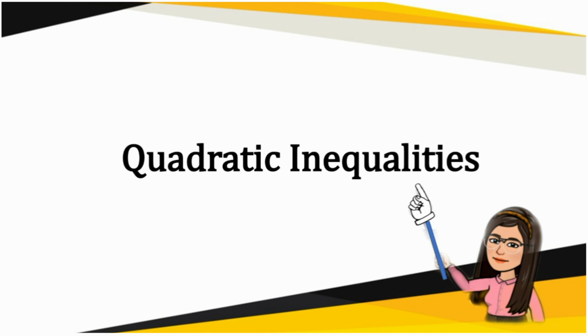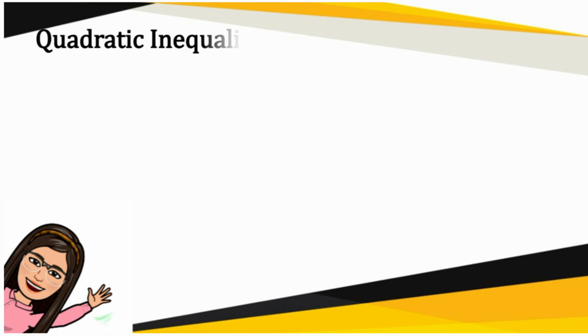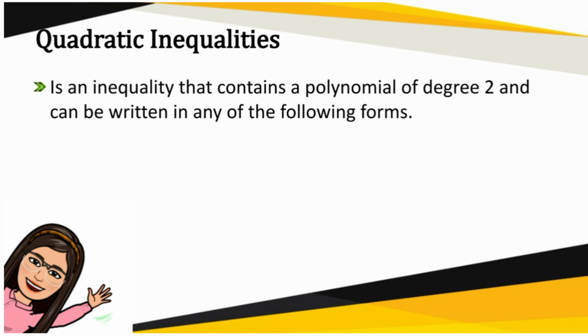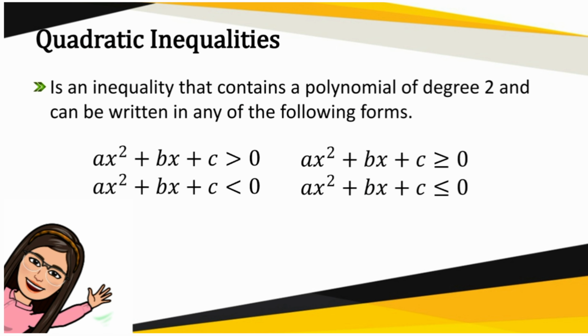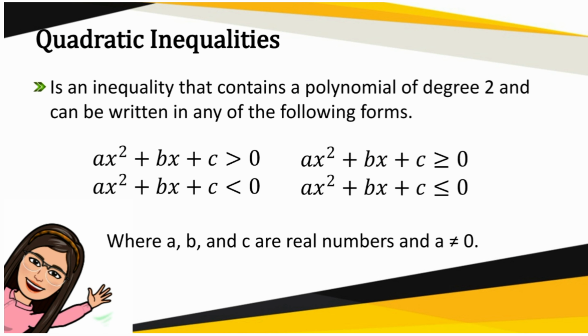For today's video, I will discuss quadratic inequalities. What is a quadratic inequality? A quadratic inequality is an inequality that contains a polynomial of degree 2 and can be written in any of the following forms: ax squared plus bx plus c is greater than 0, ax squared plus bx plus c is less than 0, ax squared plus bx plus c is greater than or equal to 0, and ax squared plus bx plus c is less than or equal to 0, where a, b, and c are real numbers and a is not equal to 0.